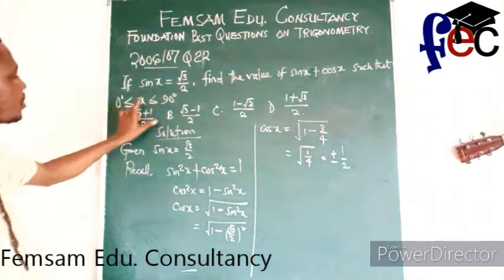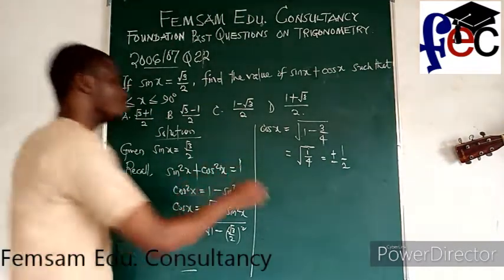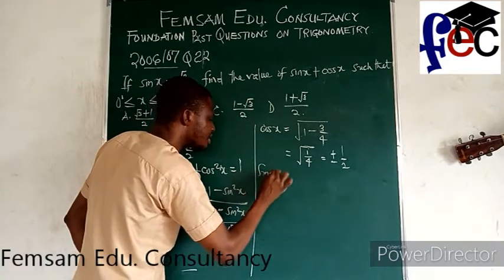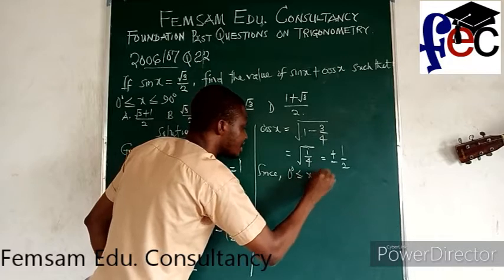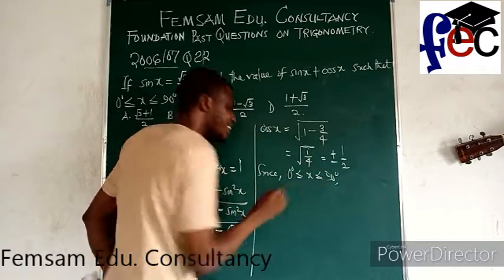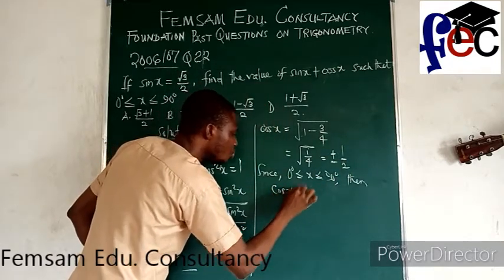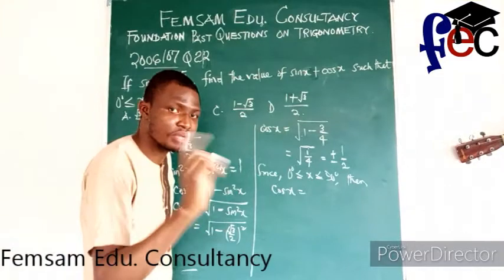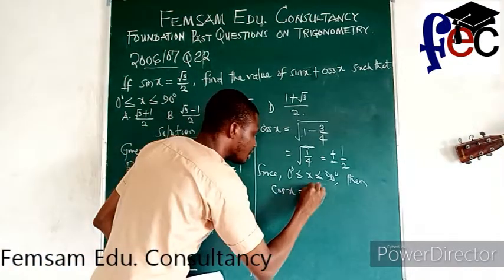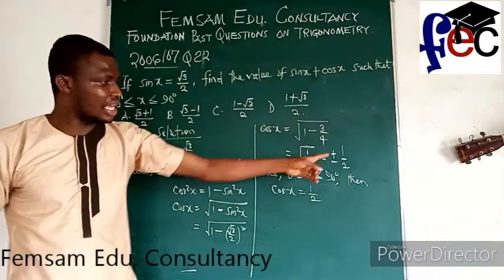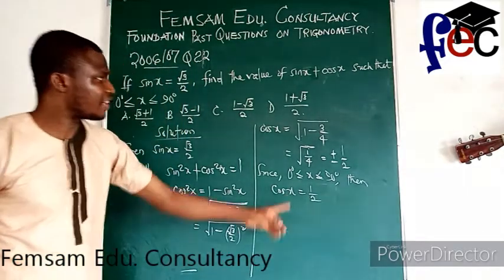Then we go back to this condition. x lies between 0 degree and 90 degree. So I will say that since 0 degree is less than or equal to x and x is less than or equal to 90 degree, that implies then that cos x will be positive because all the trigonometric ratios in this quadrant are positive. So that will give me 1 over 2. I hope it's clear how we nullify the negative sign. Alright, but is this my final answer?